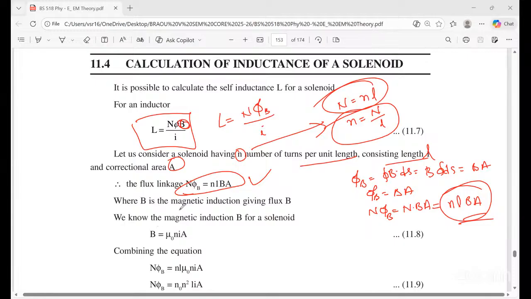Now B is the magnetic induction, and for the magnetic induction of a solenoid, B equals mu naught n i.